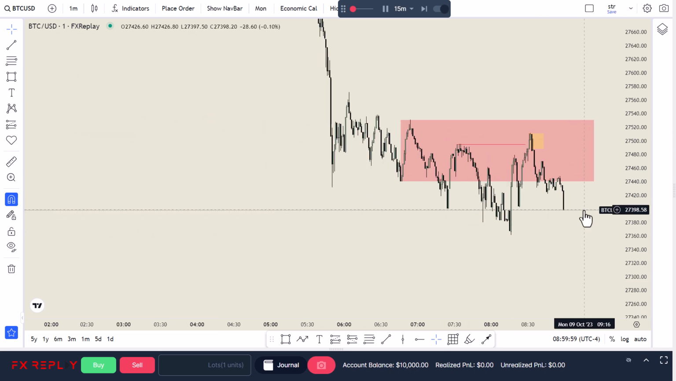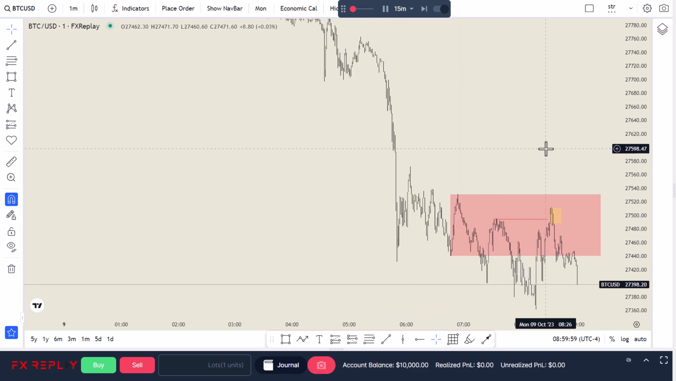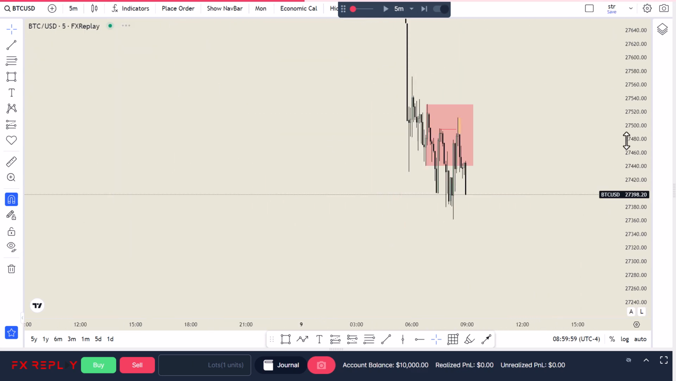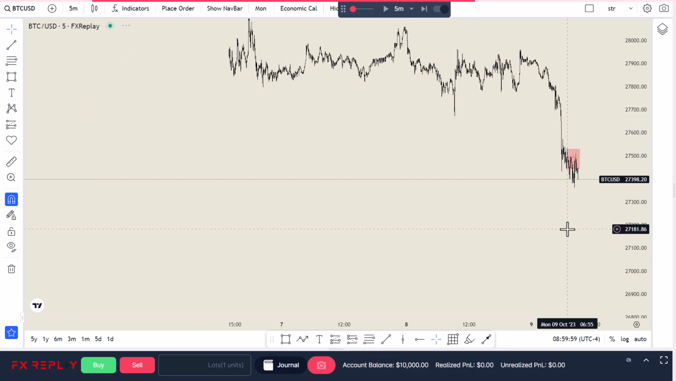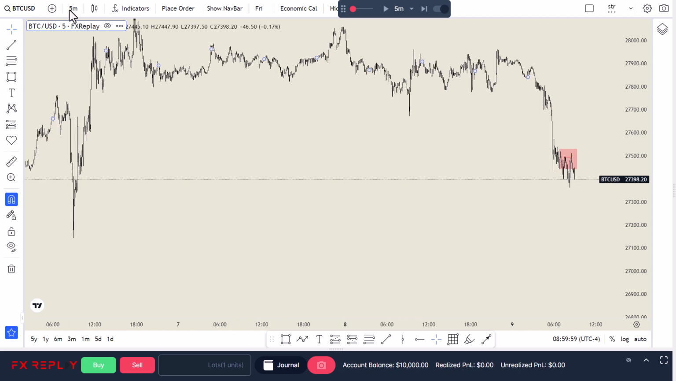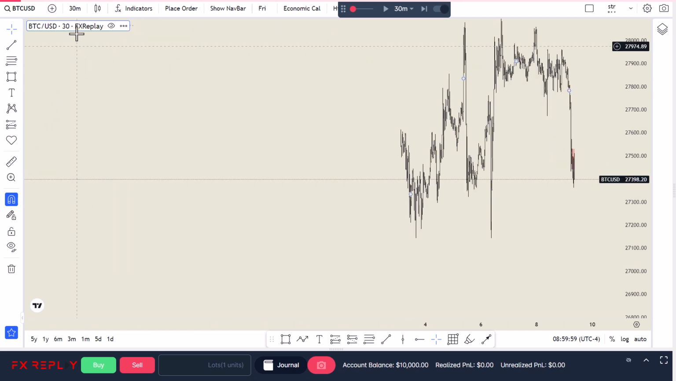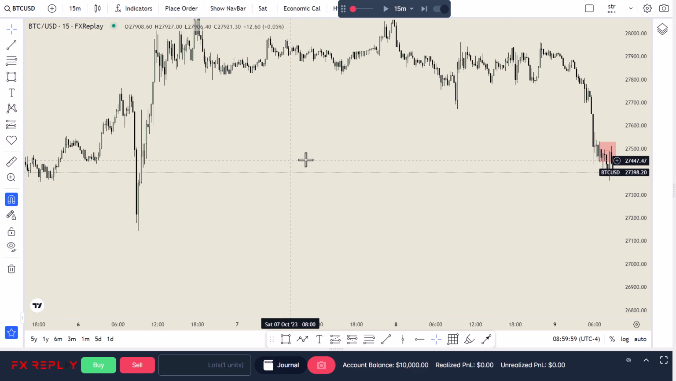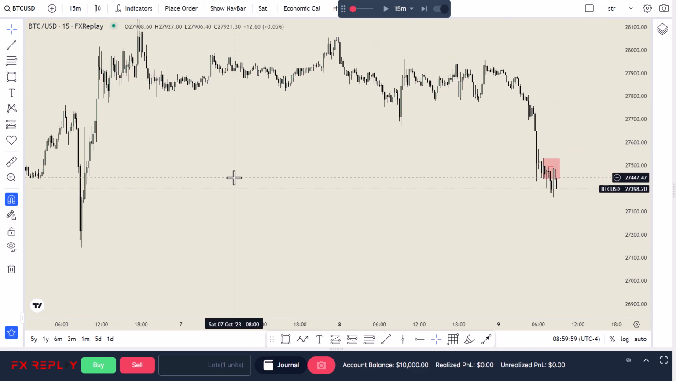Also, you want to read price on the higher time frame and analyze what it's doing. So let's go to the 5 minute and see where price might potentially reject from. We might have an area right here, which is this one right here.